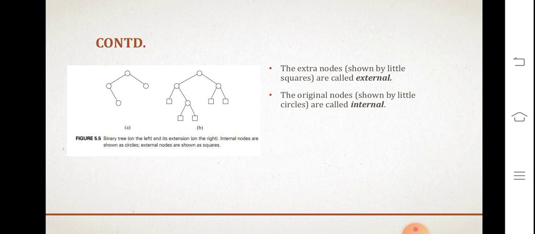And after checking a few similar examples, it is easy to hypothesize that the number of external nodes x is always 1 more than the number of internal nodes n, that is, x equals n plus 1.